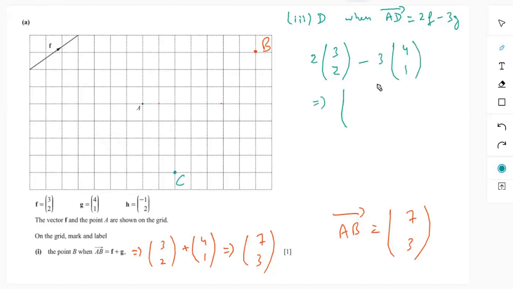We can just evaluate this and see what that turns out to be. So that's 6 minus 12 and 4 minus 3, and that is -6 and 1. So A se start karke, you have to go 6 units left. That's here, and then 1 unit up. That's right here. ये आपके पास आ गया point, आपने mark कर दिए तीनों points B, C, and D. Right. So this is another type of question that comes, and you have to use a grid to do something.